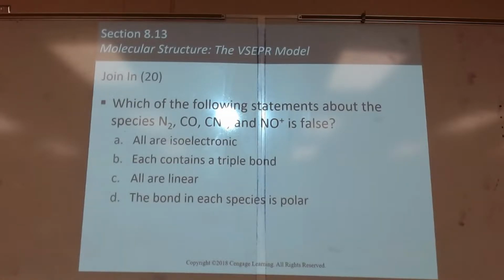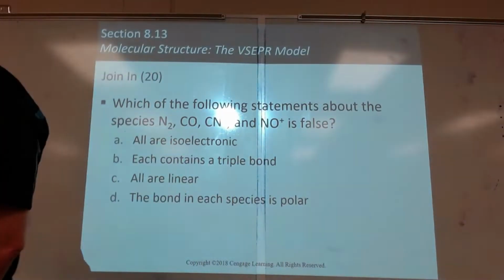Does each one of these contain a triple bond? Yeah, they do, but that's not the right answer, though. Because we're asking which one's false, yes? Are they all linear? Yes. They're all linear because there are only two atoms, and it's the only choice. Is the bond in every one of these polar? No. Which one's not? N2 is not polar. Very good. What did isoelectronic mean? Oh, because N2. Same number of electrons, same electron configuration.